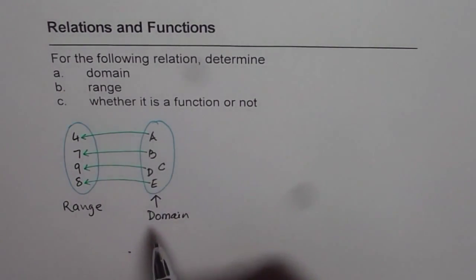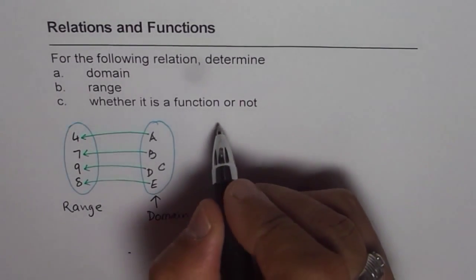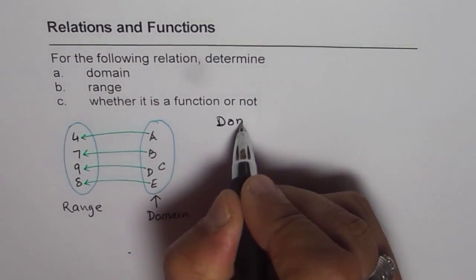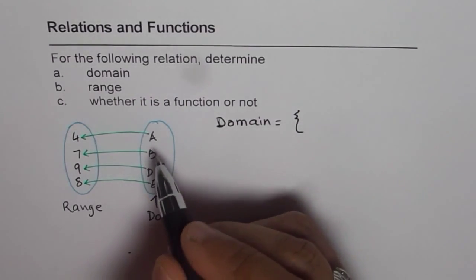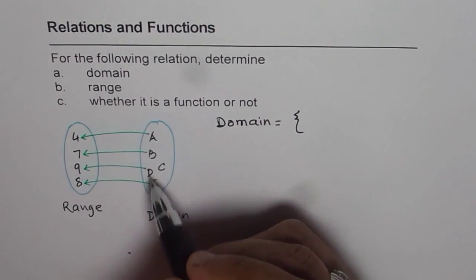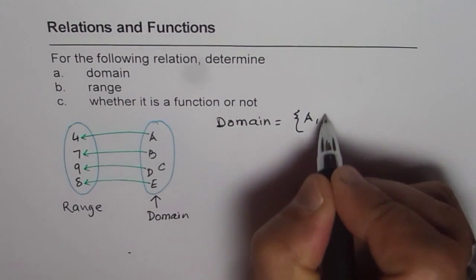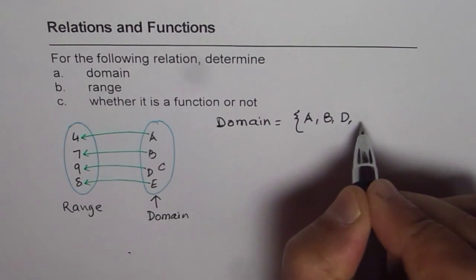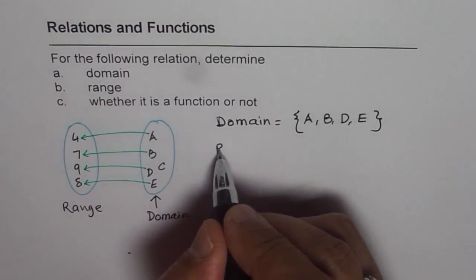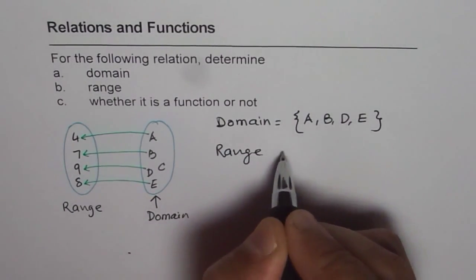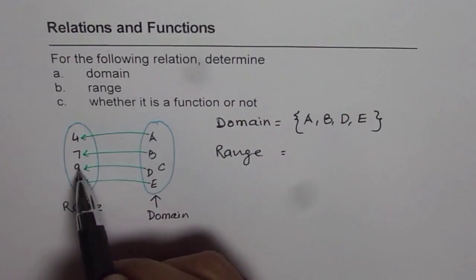So therefore, the domain for this function will be, let me write bold and clear, set of A, B, D, and E. Range will be 4, 7, 9, and 8.